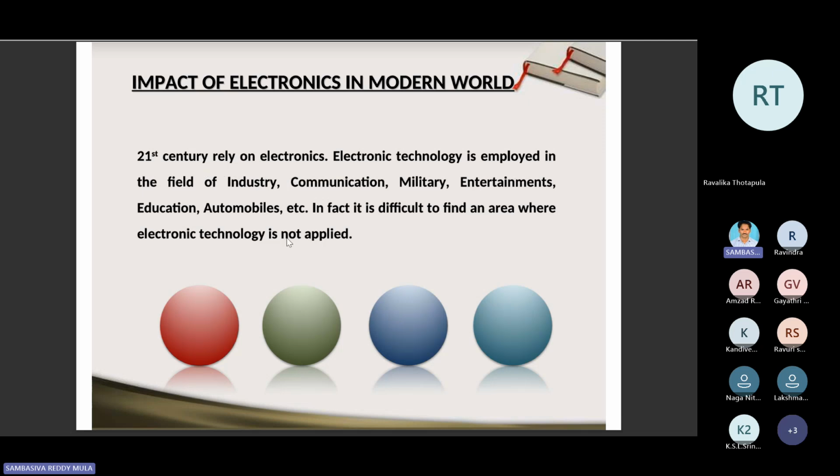Electronic technology is employed in the fields of industry, communication, military, entertainment, education, automobiles, etc. In fact, it is difficult to find an area where electronic technology is not applied. Like AI that is evolving, electronics is also present in almost all industry domains and working domains. Everywhere we are using electronics.